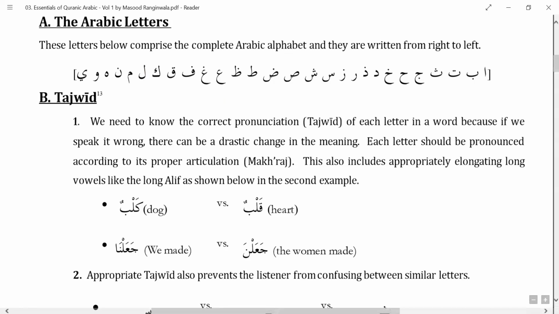And while studying, when you're doing grammar, you'll come to know that, for example, ja'alna versus ja'alna. Ja'alna means those women, they all made, the women made. Whereas ja'alna means we made. So this alif, which is lengthening the fatha, you should not cut down on that also. That is going to again make a huge difference in the meaning.